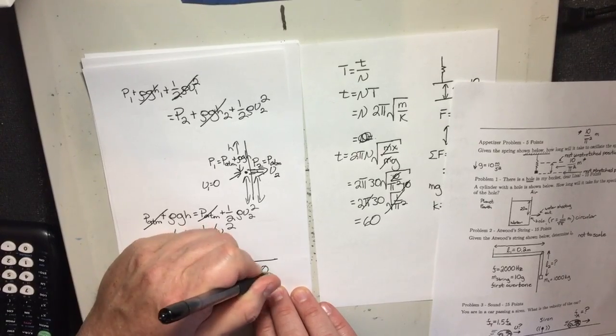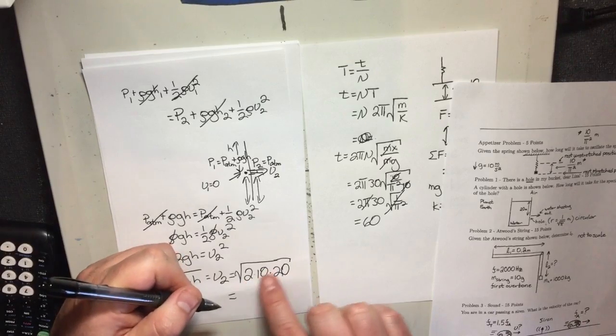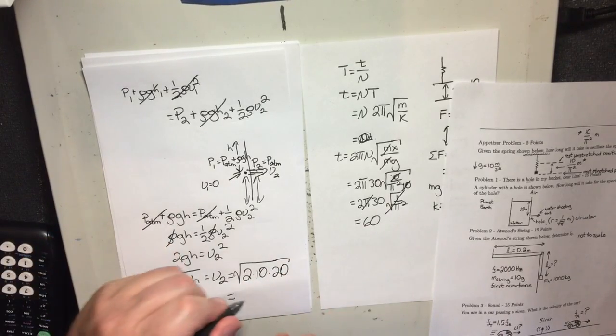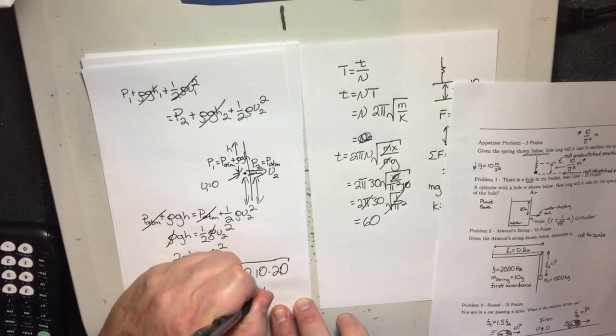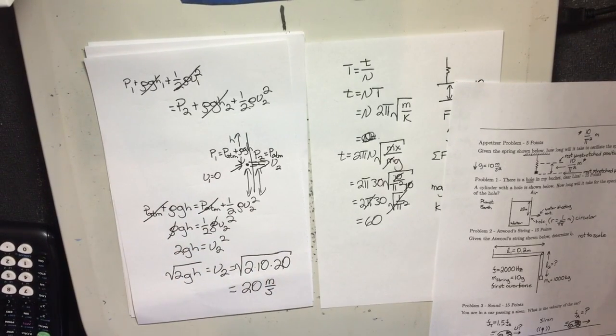So 2 times 10 times 20. 20 times 20 is 400. Square root of 400 is 20. And so the velocity of the fluid coming out is 20 meters per second.